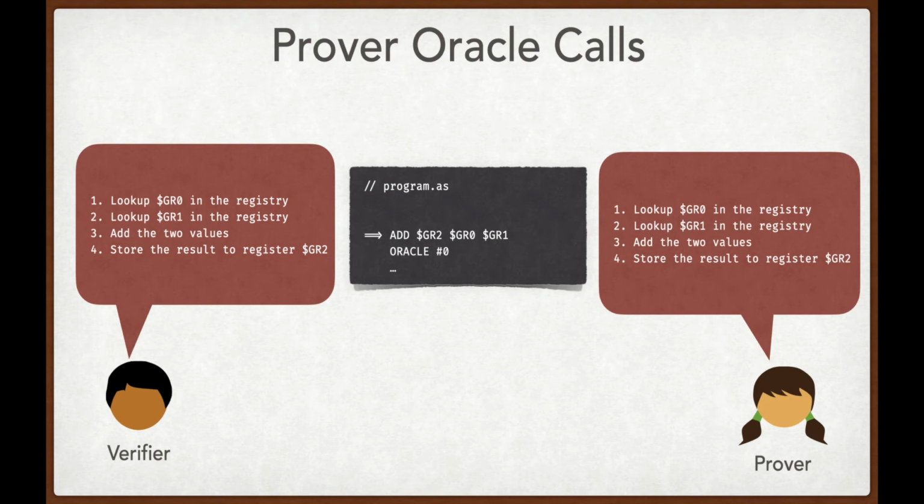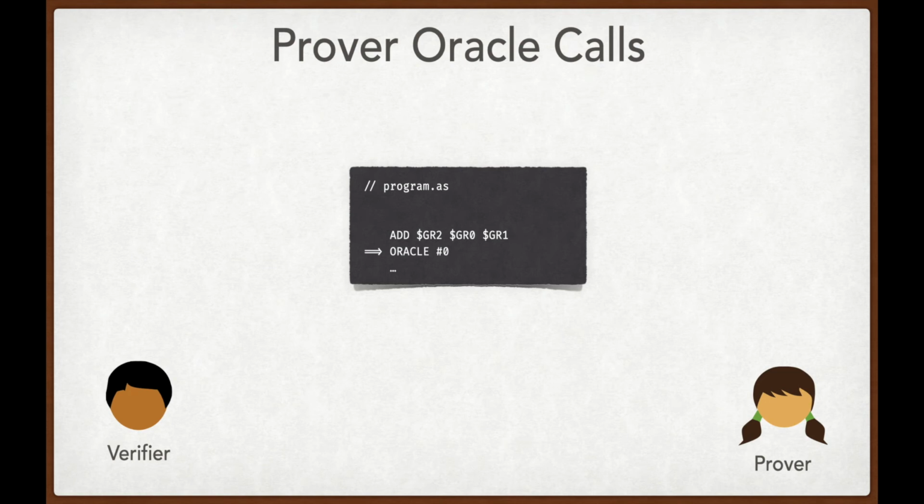The actual lowest level cryptographic details differ between the two parties, but at this level of abstraction, the parties essentially perform the same actions. So for example, to perform an add instruction, both parties will look up values from the processor registry, add the values together, and then store them back to the registry. Oracle calls are different.